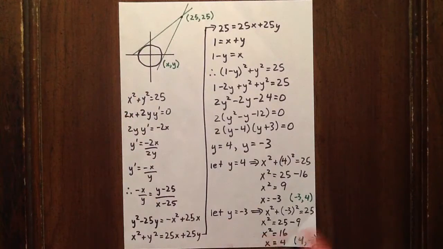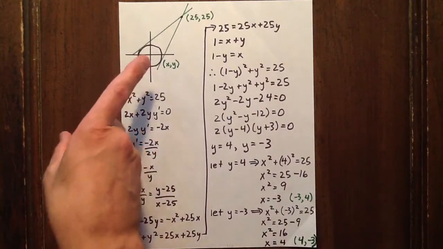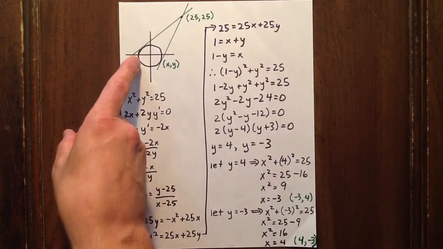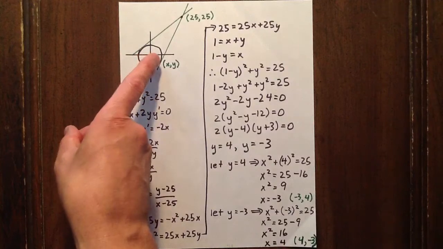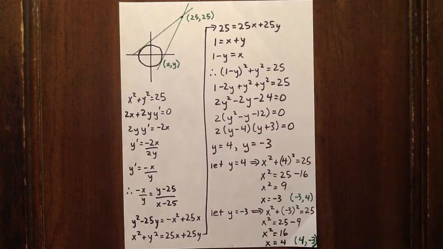Similarly, we let y be negative 3, and we're going to try and solve for x. x squared is 16. Well, that could mean that x is 4 or negative 4. Maybe we're looking for this point or this point. Well, clearly, looking at the diagram, we're looking for the point with an x value of positive 4. So the point in question is (4, negative 3).